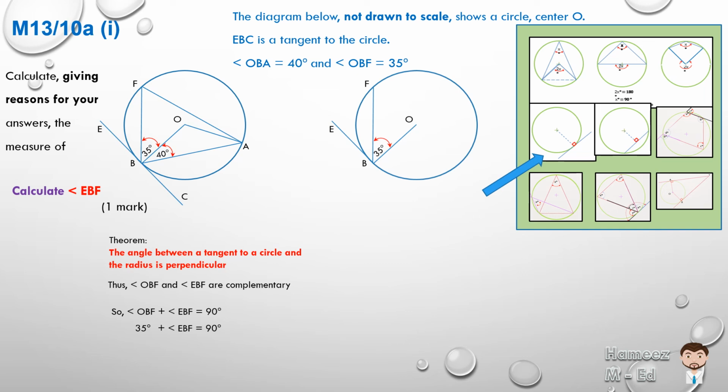And if we want angle EBF, then we can carry the 35 across from the left-hand side. It's adding, so when you carry it across, you'll do the inverse of addition, and that will be subtraction. So 90 minus 35, the angle is 55 degrees. And that's the angle on the outside of the triangle, between the triangle and the tangent.